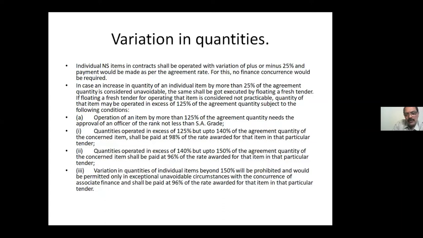If it goes from 125% to 140%, it becomes minus 2%. So what is the incremental reduction percentage for the variation in quantity beyond 125 to 140? You have to say minus 2%. Then what is the incremental reduction for the quantity variation beyond 140% and up to 150%? You have to say minus 4%, or 96% of the agreement rate. So an objective or fill in the blank type question can be asked regarding this variation in quantities. Individual items beyond 150%, same minus 4%. Like this, 3 or 4 likely questions may be asked on this variation. Anything beyond 150%, same minus 4%.